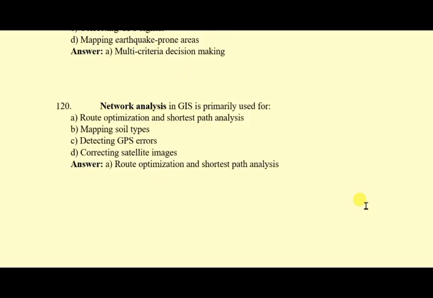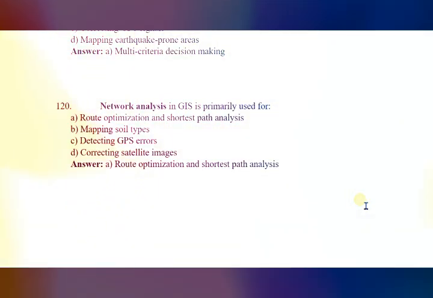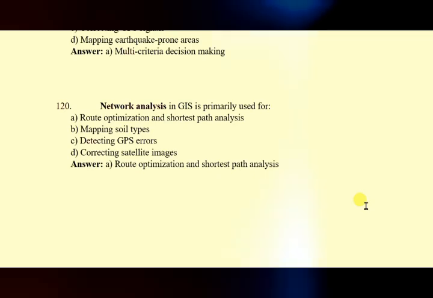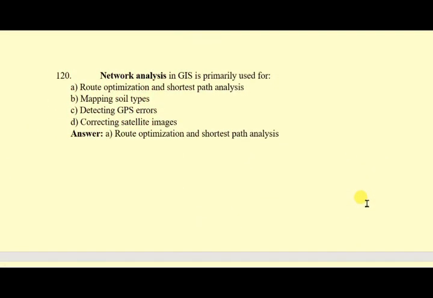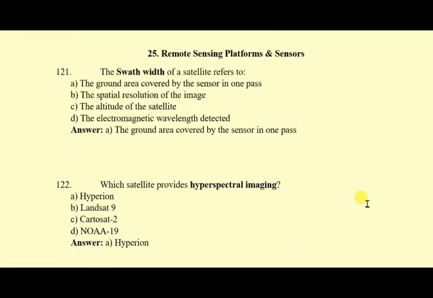Network analysis in GIS is primarily used for route optimization and shortest path analysis, mapping soil types, detecting GPS errors, correcting satellite images. Here the right answer is route optimization and shortest path analysis.